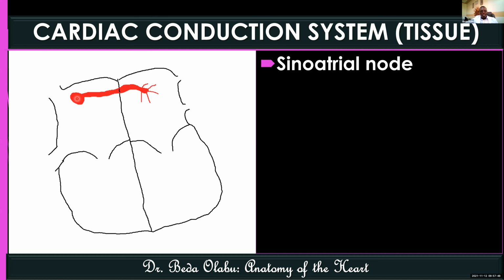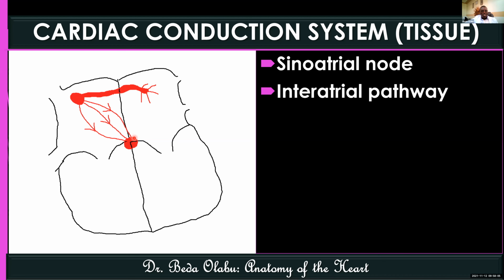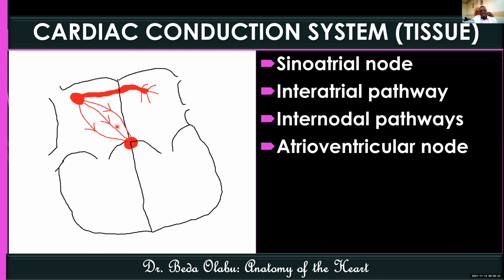When it initiates that, it takes impulses to the left atrium via that path which we call the interatrial pathway, because it's connecting two atria, the right atrium and the left atrium. But impulses also move from the sinoatrial node to the atrioventricular node. And because these three channels connect two nodes, we call them internodal pathways. Impulses move from the sinoatrial node to the AV node via the internodal pathways. There are three internodal pathways: the anterior, middle, and posterior internodal pathway.